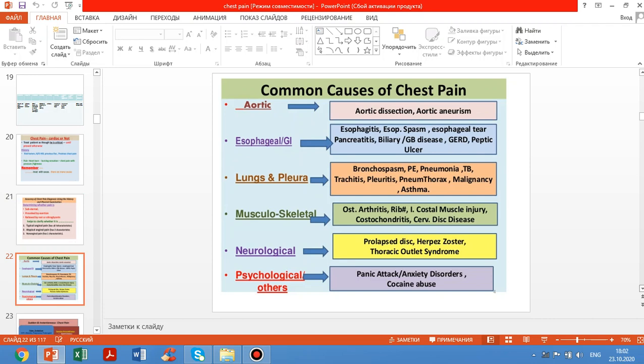Musculoskeletal: osteoarthritis, rib fracture, costal muscle injury, costochondritis, cervical disc disease. Neurological: prolapsed disc, herpes zoster, thoracic outlet syndrome. Psychological and others: panic attack, anxiety disorder, and cocaine use.